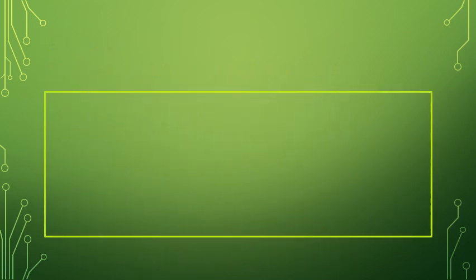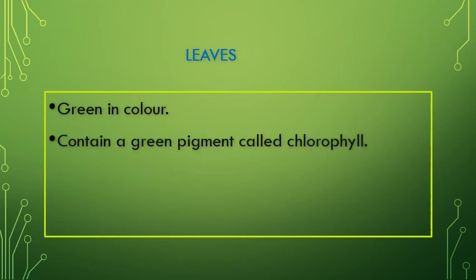Now, the next important part of the plant is the leaf. Leaves are green in color. Leaves contain a green pigment called chlorophyll, which helps them to make their food.